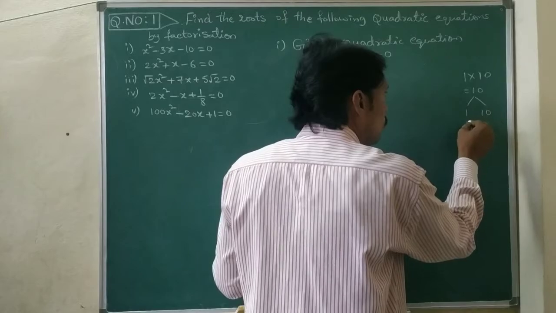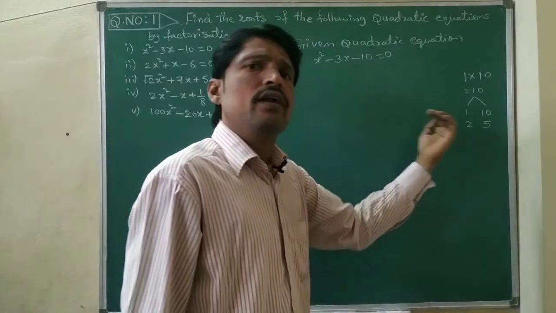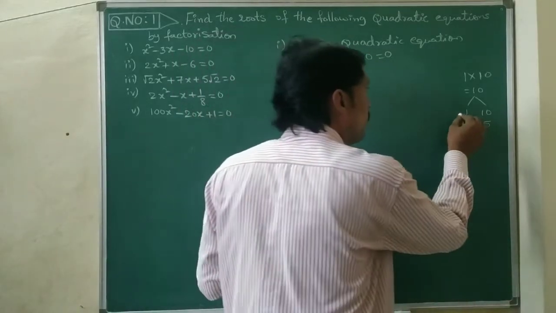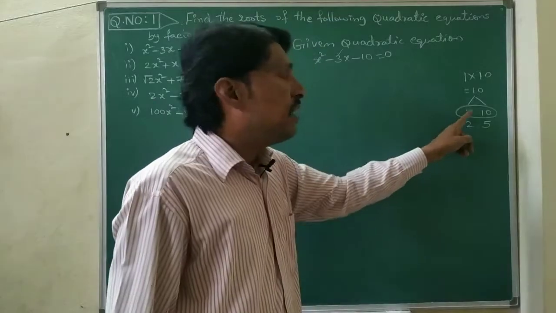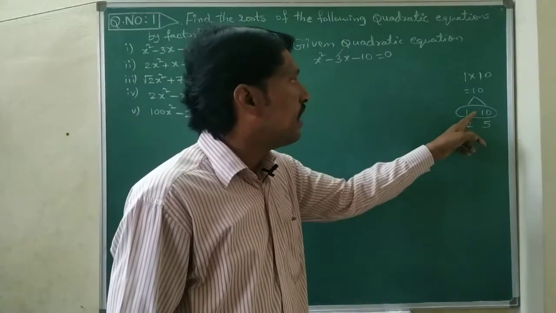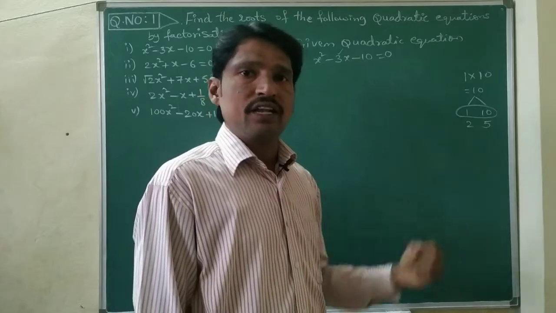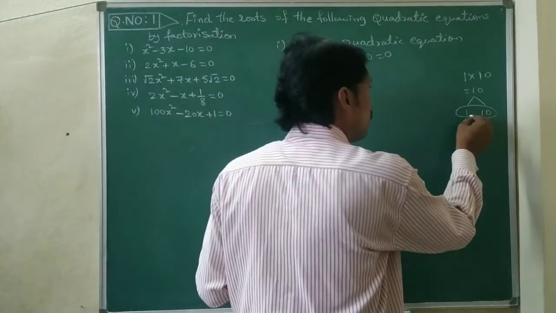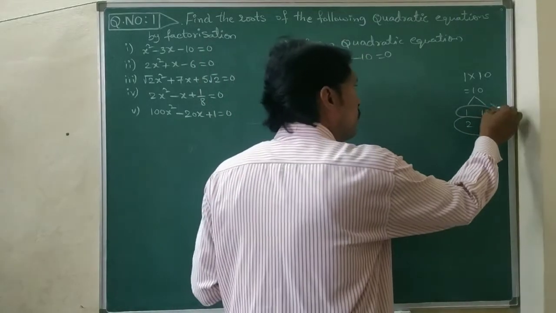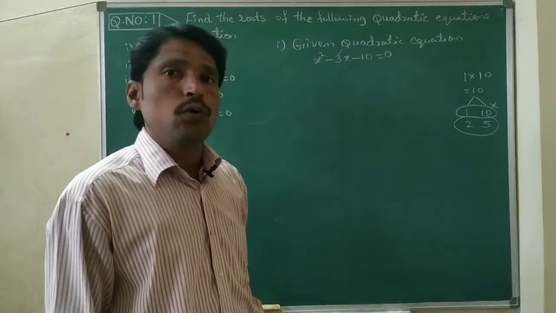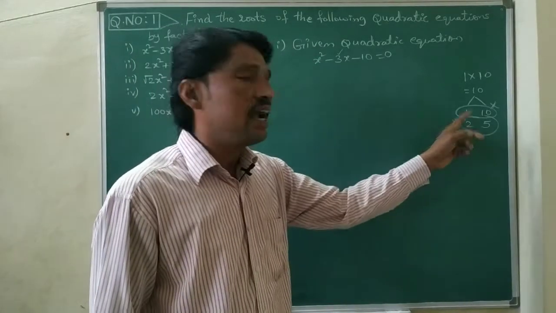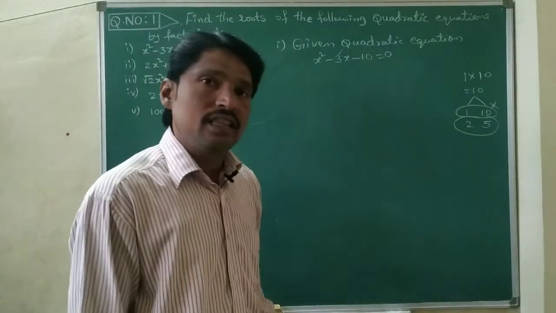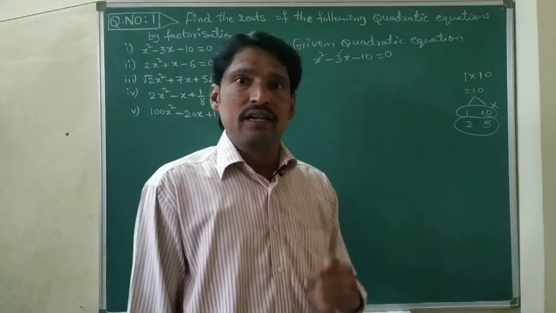1 10s are 10, 2 5s are 10, again 5 2s are 10, 10 1s are 10. Now we need to get 3. So here, both 1 and 10 you can add. Adding, we are getting 11, subtracting we are getting 9, so we are not getting the middle term 3. Now here, take 5 and 2. Adding, we are getting 7. Subtracting, we are getting 3. Okay, here while subtracting we are getting 3.